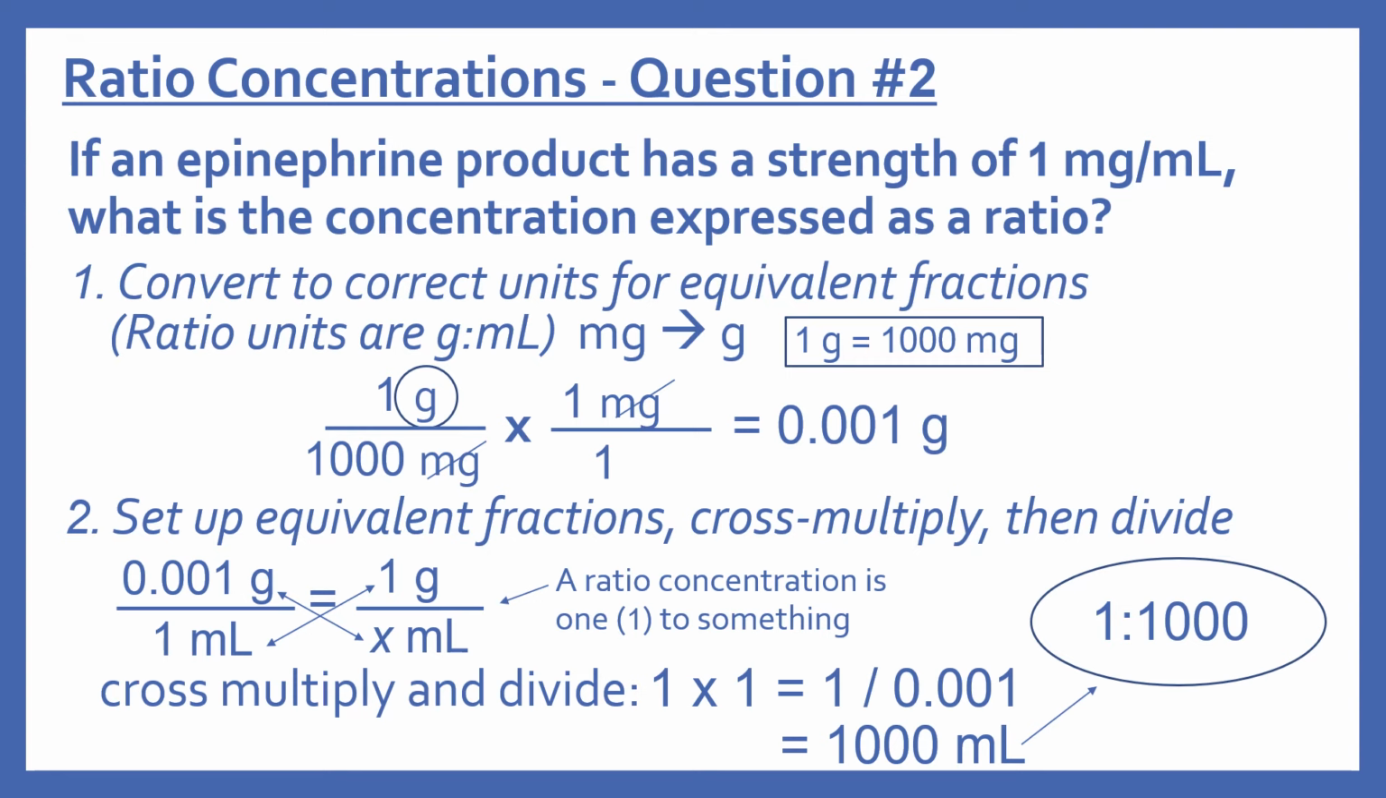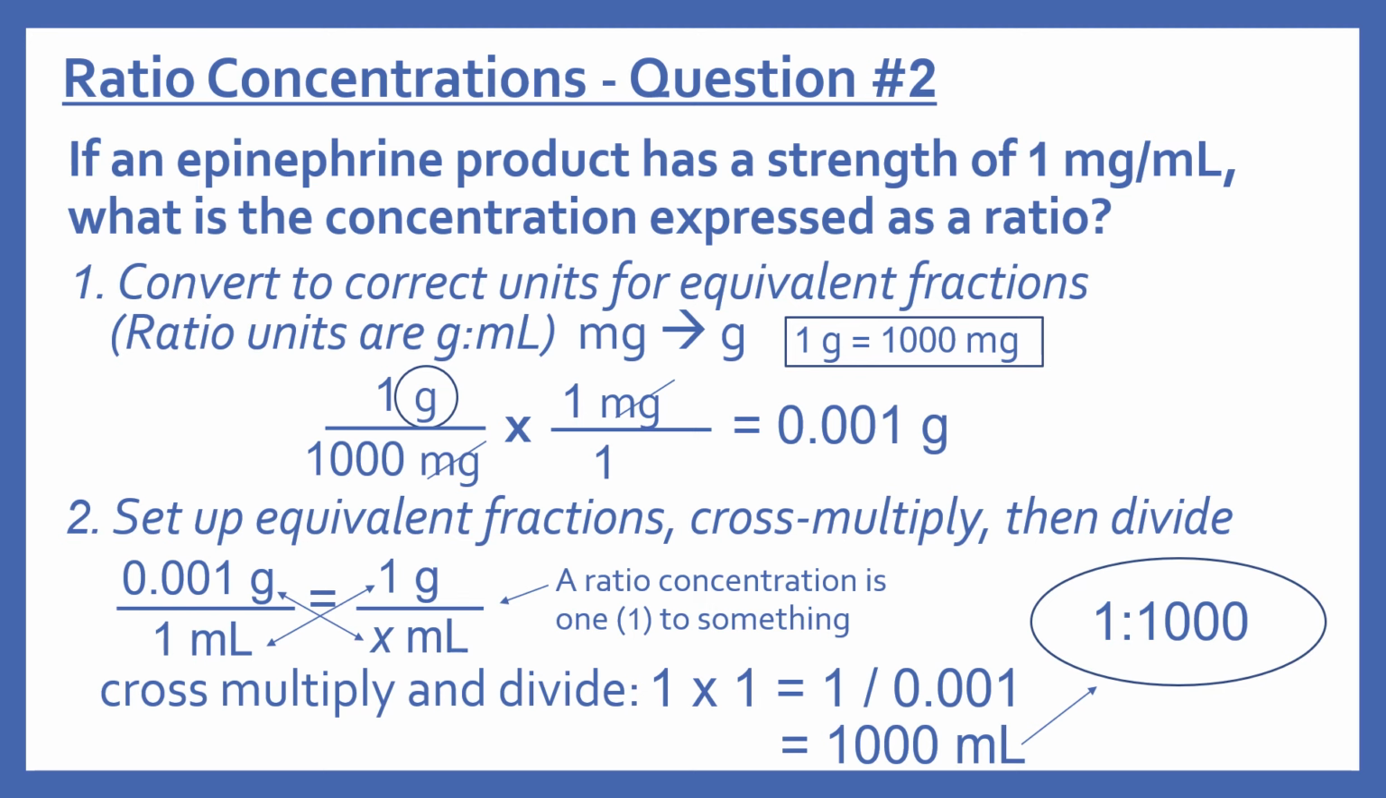So our first equivalent fraction would be 0.001 grams per 1 milliliter. That's what we took from our ratio. Remember, it's grams per milliliter, so that's our ratio. And we'll set that equal to 1 gram per x milliliters. This one's a little different. We know that a ratio concentration is 1 to something. So our 1 gram is at the top and we're solving for the x milliliters on the bottom. So we'll cross multiply and divide to get our answer.